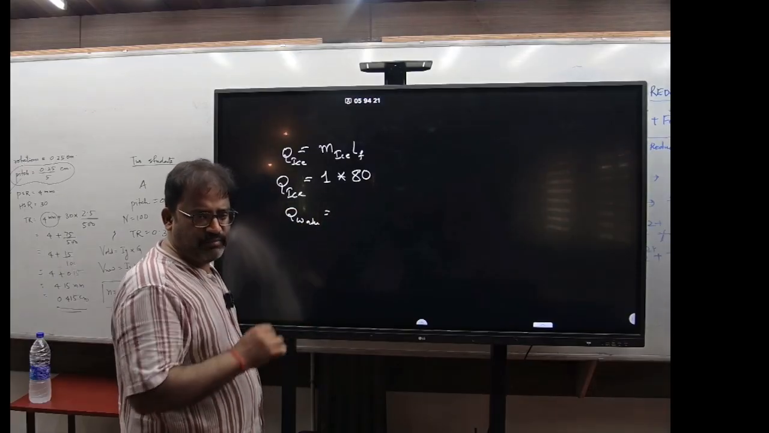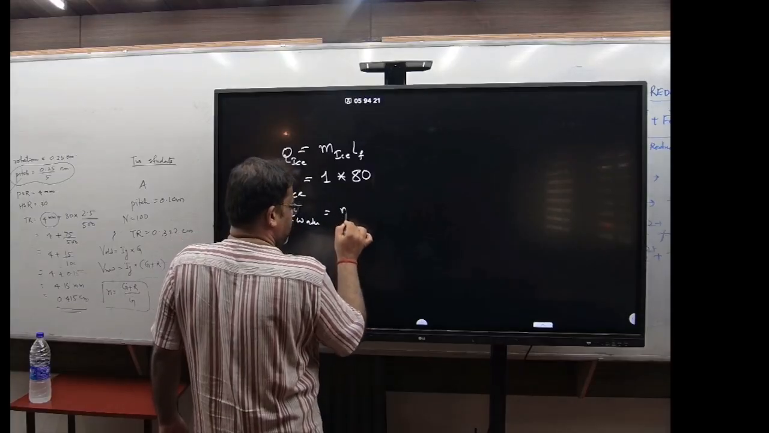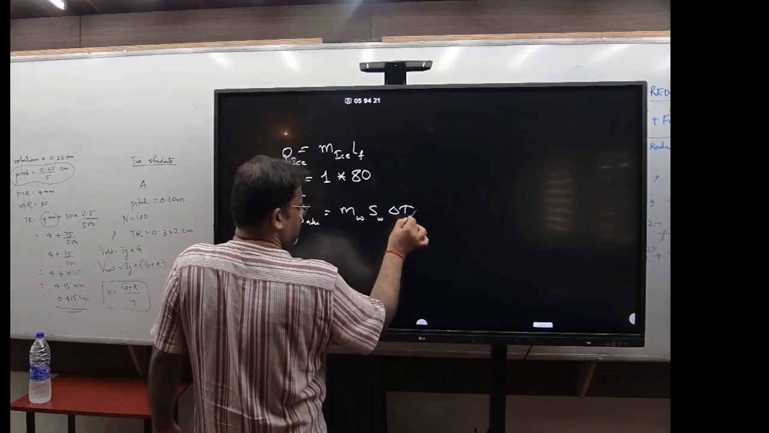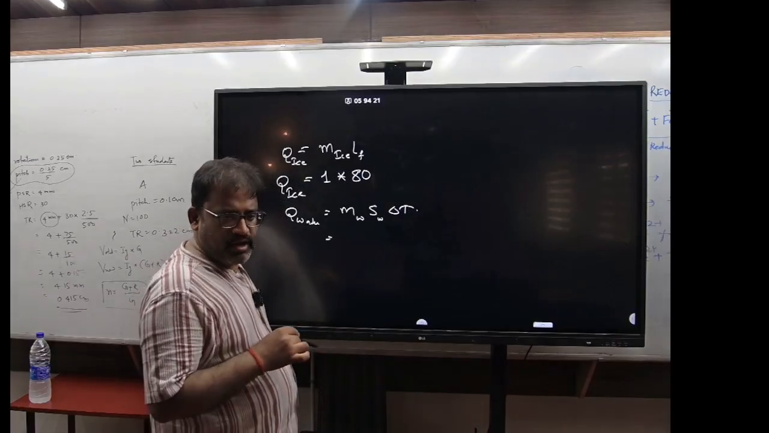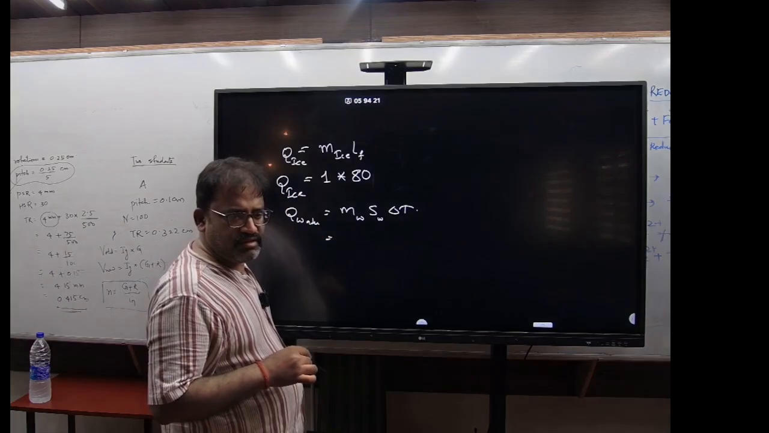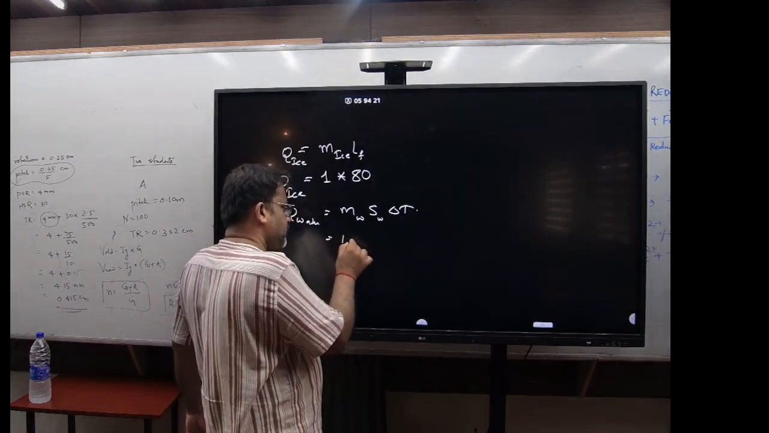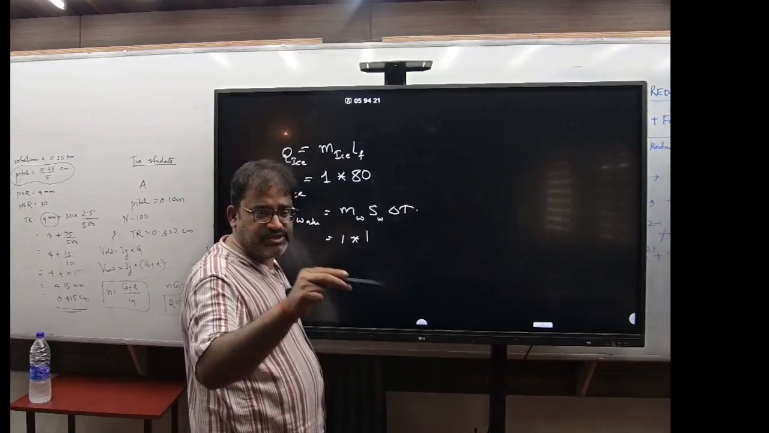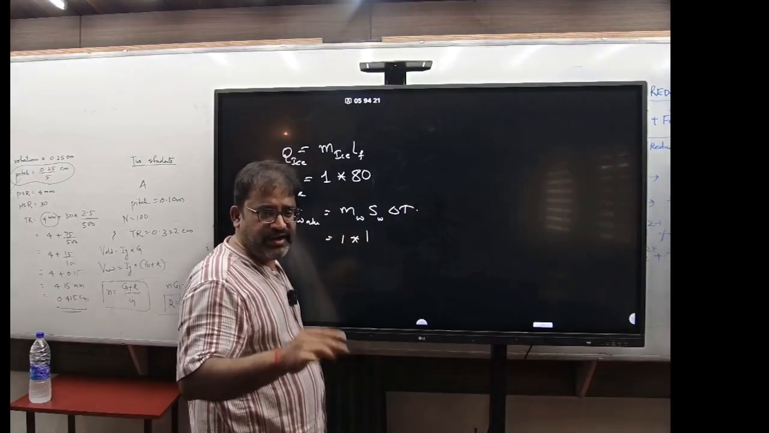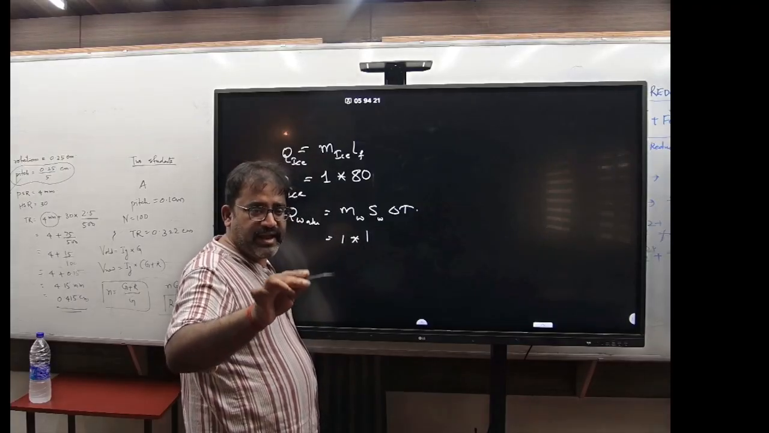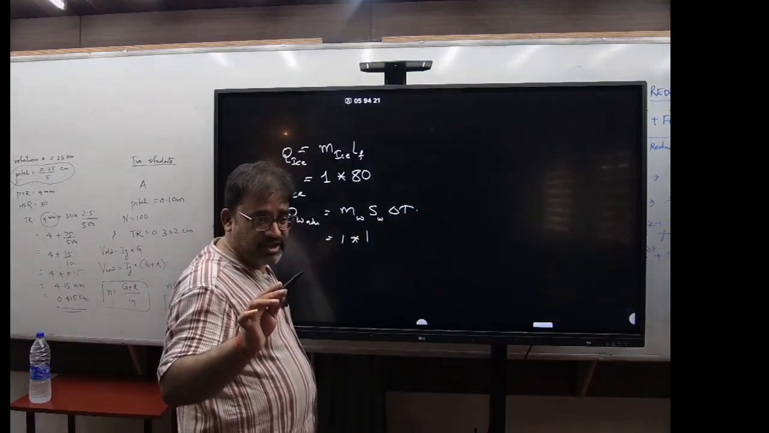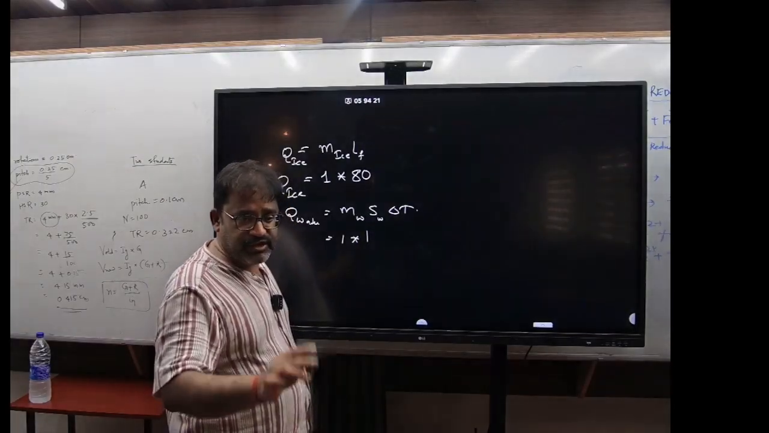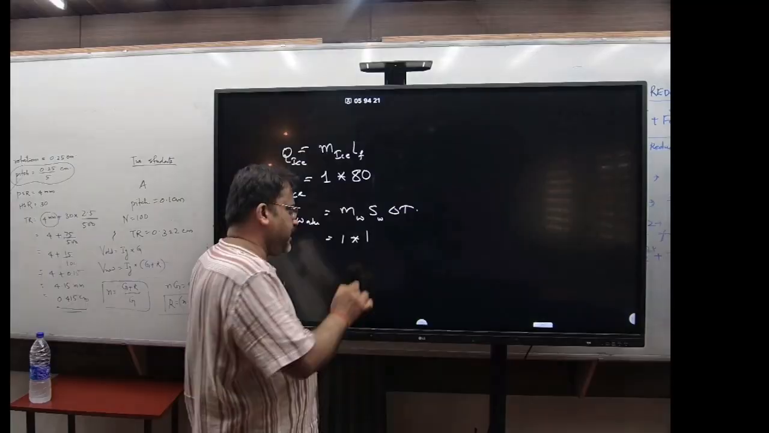Heat, or we can say QW, is equal to M water into specific heat of water into change in temperature. Now mass of water is nothing but mass of ice itself. So it is 1 into specific heat of water, which is always 1 in CGS unit. If it is SI unit, it will be 4186. But in the case of CGS unit, it is always 1 into delta T.